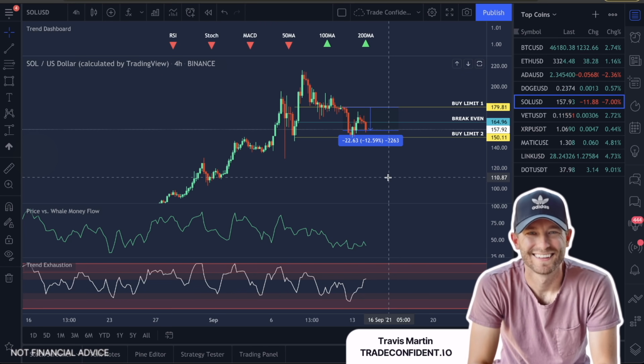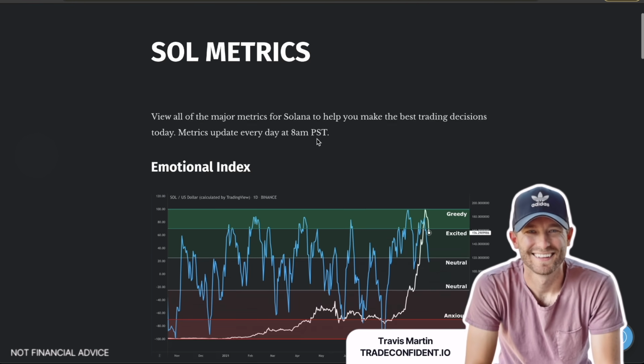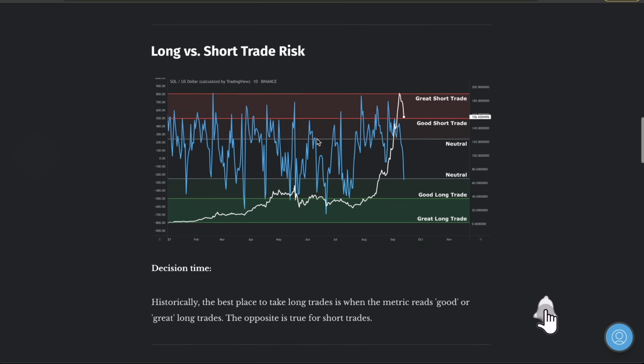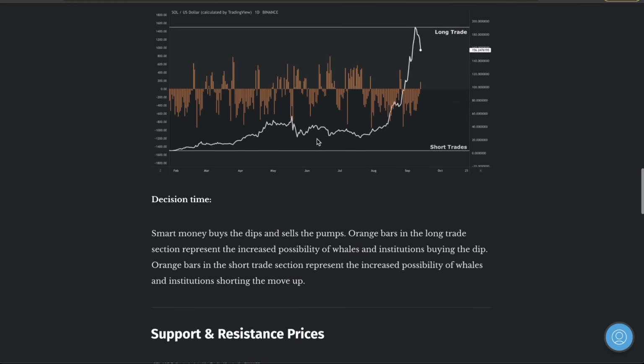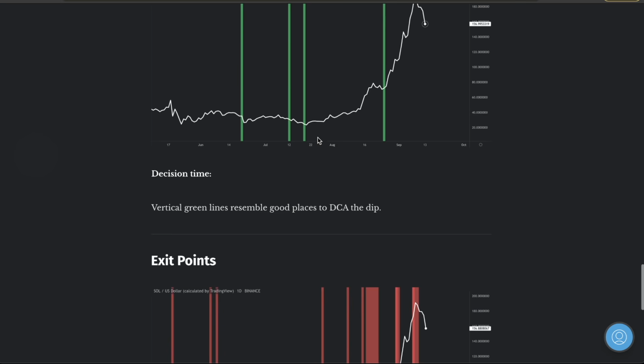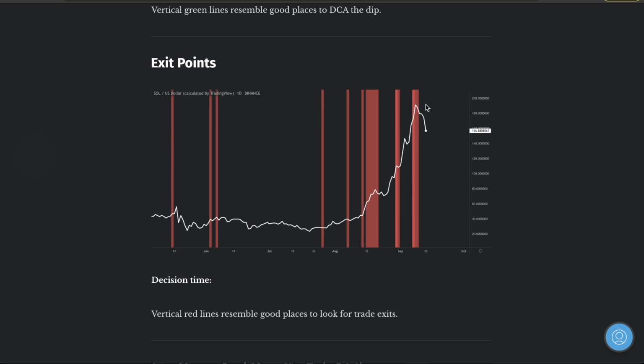We're going to go over SOL today. We're going to be going over the metrics, the emotional index, the long versus short trades. Watch those, definitely watch those. Long versus short trade risk, whale and institutional smart money, something interesting happening there. Support and resistance prices, dollar cost average entries, as well as exit points. Calling the drop perfectly here.